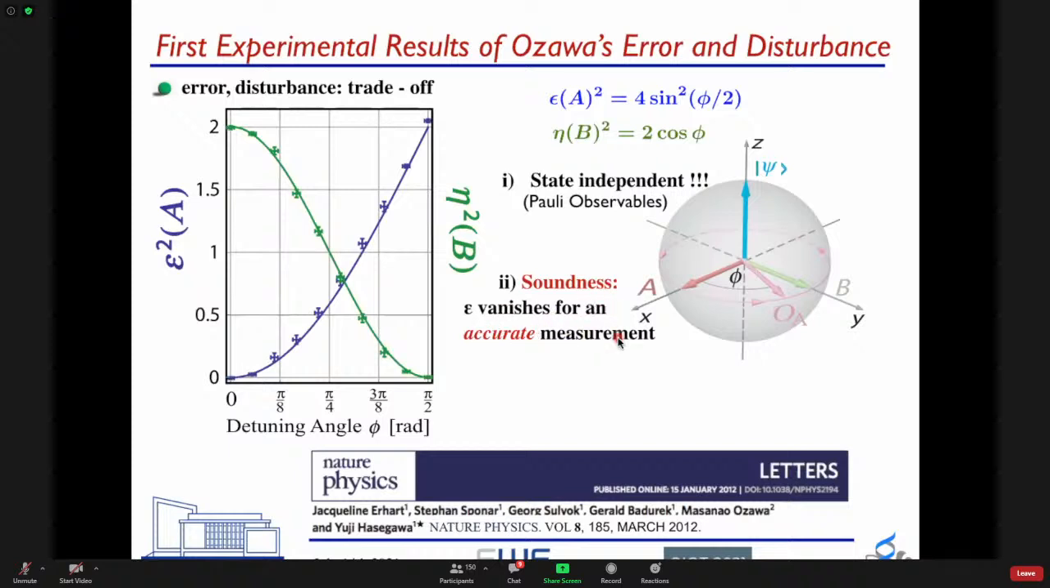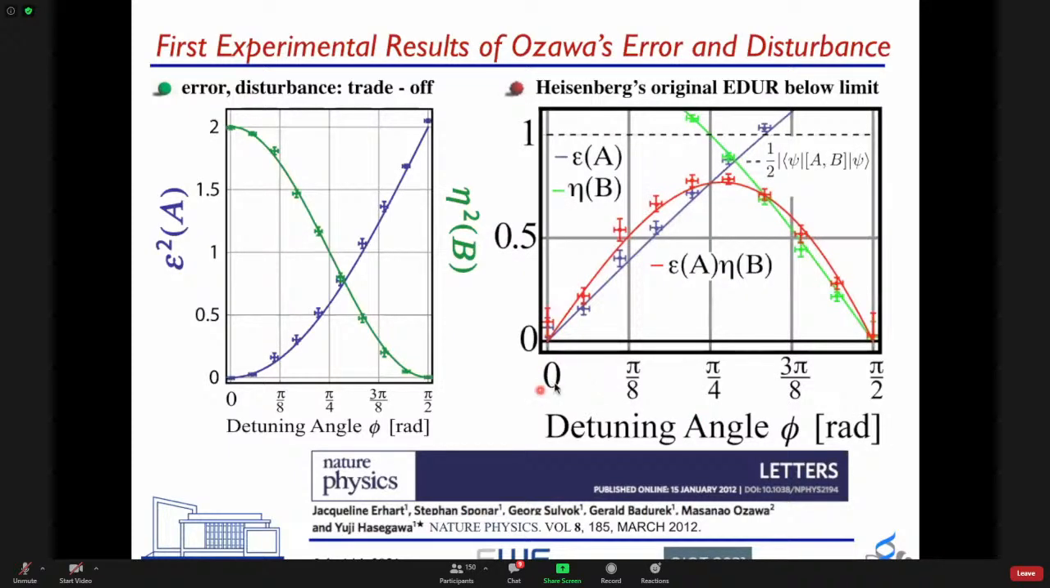So when do we have the accurate measurement? Of course, if the approximator and A are the same. So for detuning angle 0, we have 0 error, and that makes our measurement accurate. So the operator-based root mean square error is a sound error measure. Okay, and we see here, if we now combine error and disturbance, we see that we also go to 0.